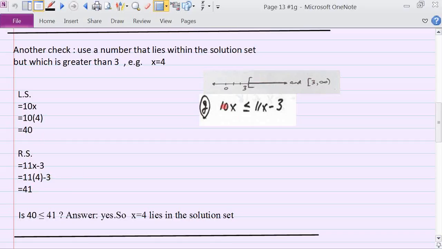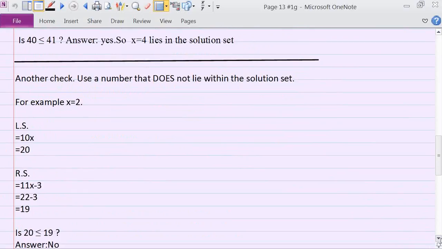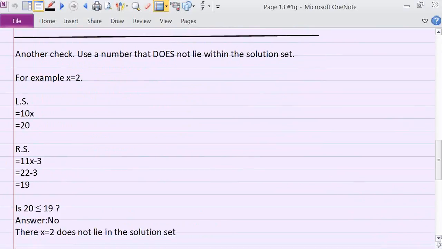So what we found is that this side, when we replace the x with the 4, is 40. And when we replace the x with the 4 on the right side, we get 41. So we ask ourselves, is 40 less than or equal to 41? And the answer is yes, 40 is less than 41. So x equals 4 lies in the solution set. So we've chosen two numbers that lie within the solution set.